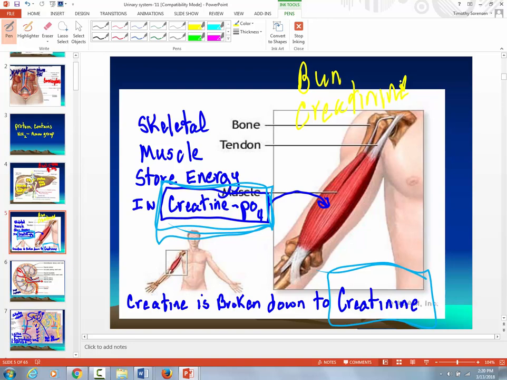That's why on a lab sheet, you will look at blood urea nitrogen and creatinine, and those are indicators of kidney function. What's the gold standard? Creatinine. Creatinine's the gold standard because muscle mass doesn't change that much. So the amount of creatinine that you produce each day is pretty stable. Blood urea nitrogen is different. It can be increased or decreased based on how much protein you eat. So if you eat a lot of protein, your blood urea nitrogen will go up. If you don't, it'll go down.